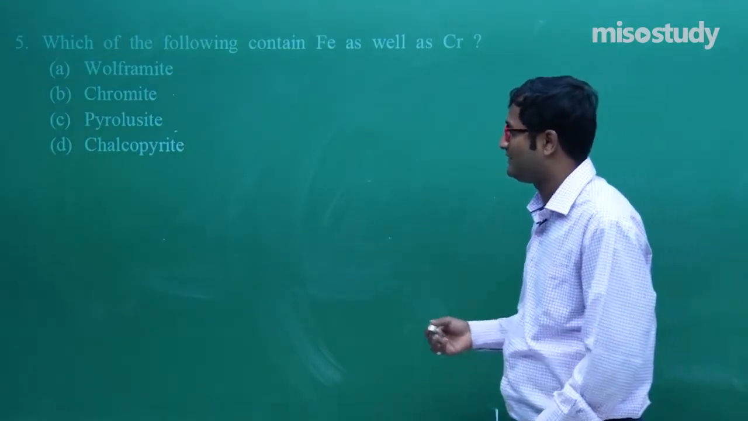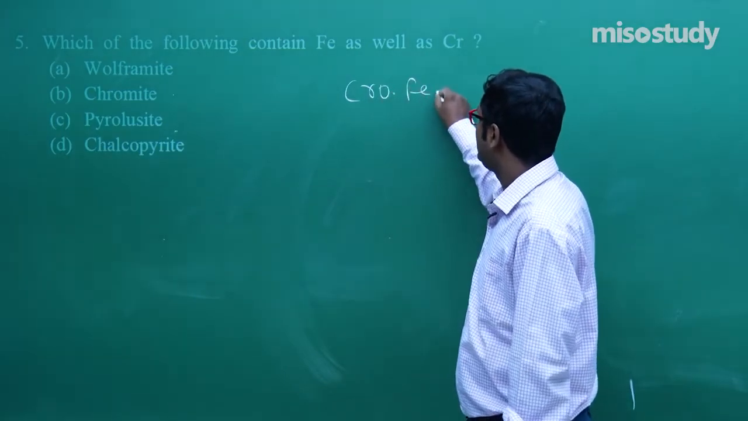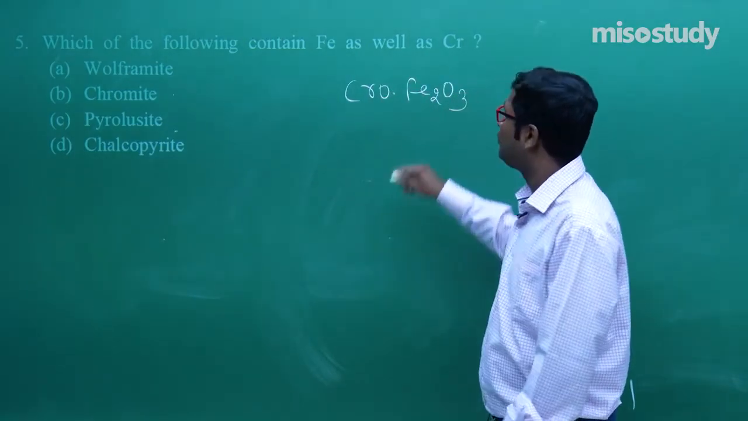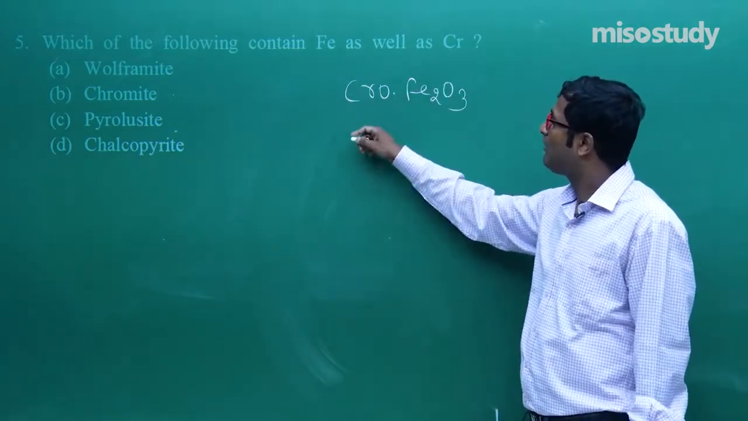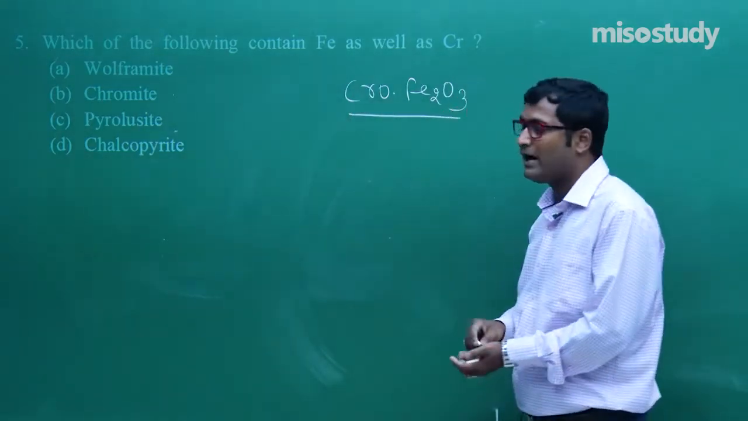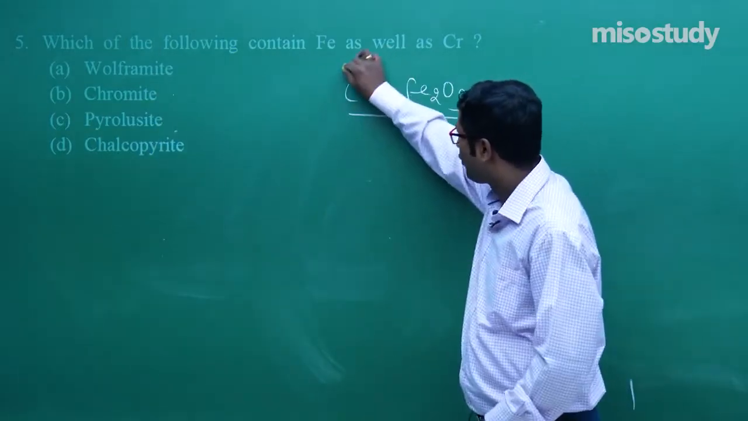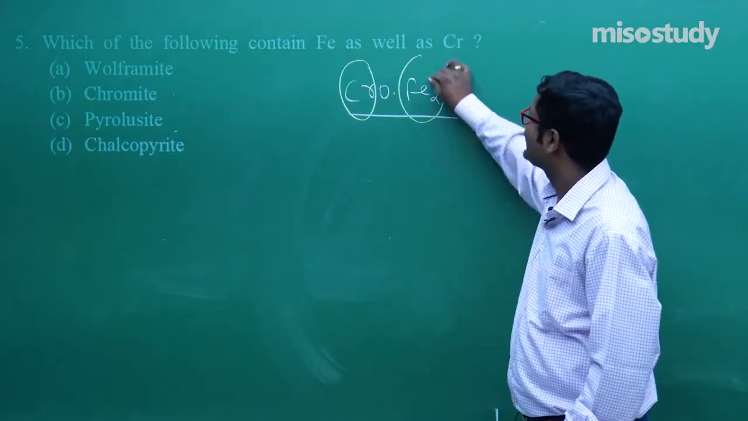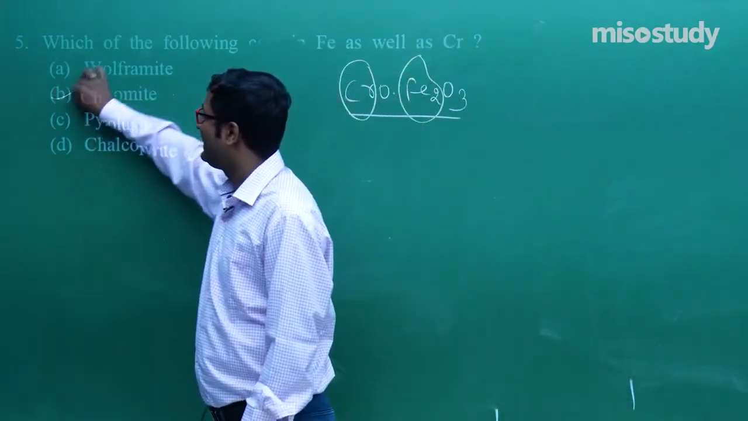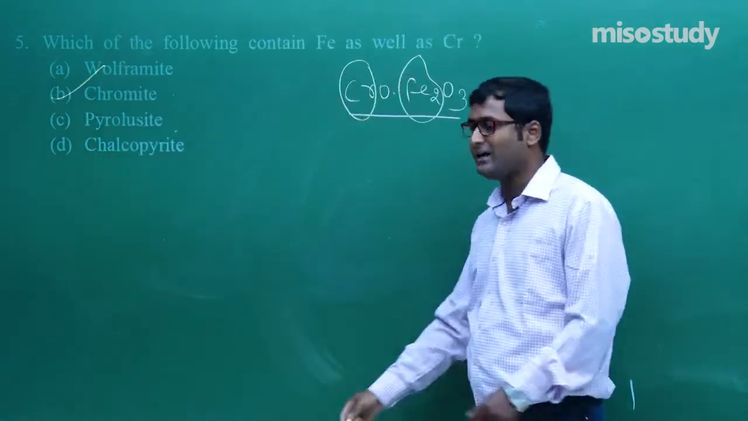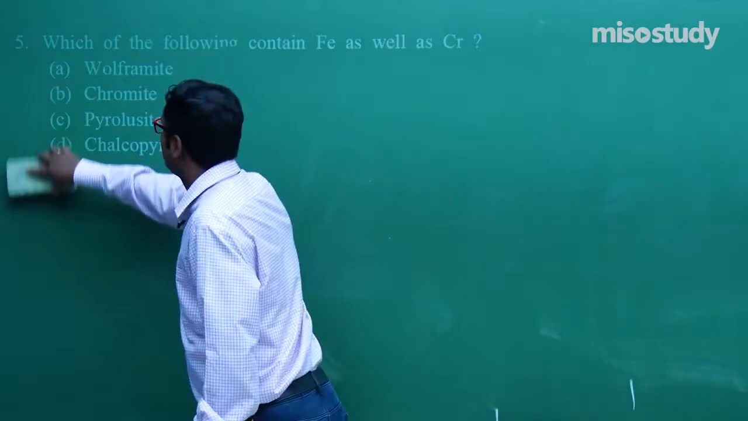Wolframite, chromite. We know the formula of chromite is CrO into Fe2O3. Remember this, what I am telling. The formula of chromite is CrO.Fe2O3. In chromite, there is chromium as well as iron. So the answer is B, that is chromite. Clear? Now let's move to the next question.